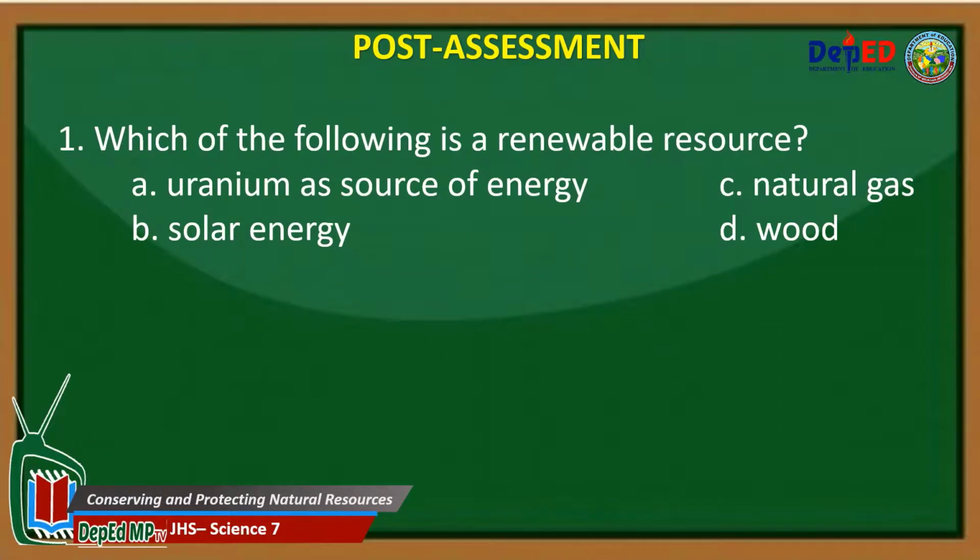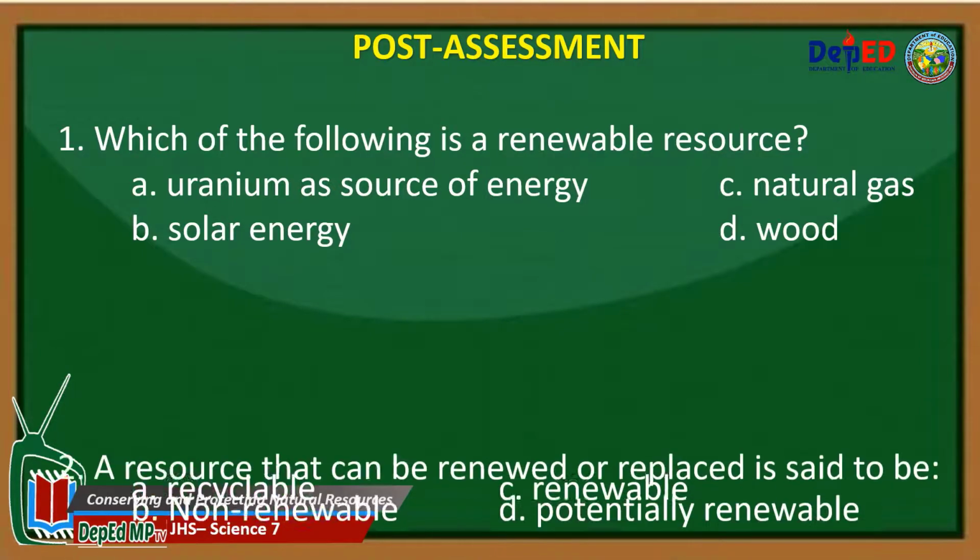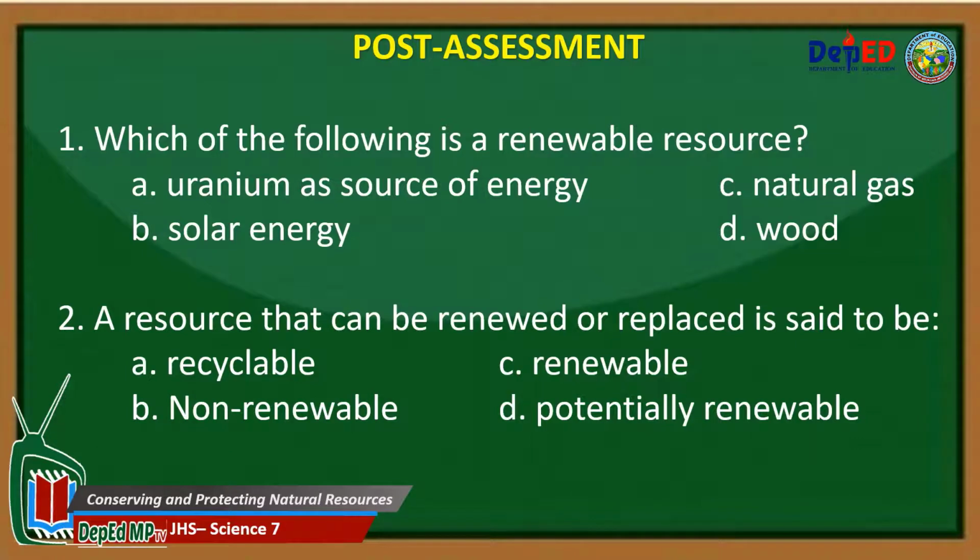1. Which of the following is a renewable resource? A. Uranium as source of energy. B. Solar energy. C. Natural gas. D. Wood. 2. A resource that can be renewed or replaced is said to be A. Recyclable. B. Non-renewable. C. Renewable. D. Potentially renewable.